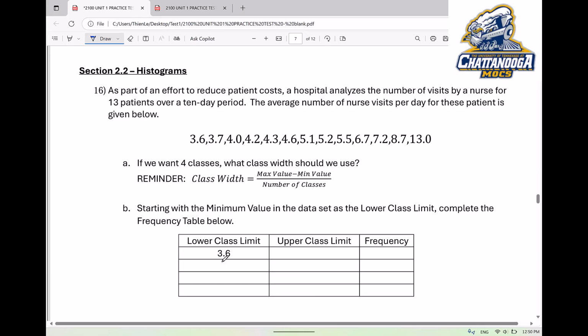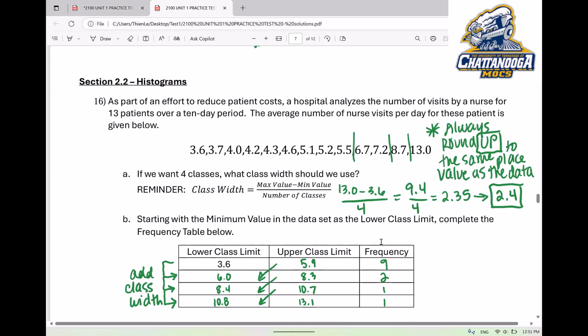So here will be 3.6 plus 2.4, right? So here we use 2.4 here. So you add up 6, 8.4, 10.8, right? 10.8. Yeah, I'm sorry, it should be 10.8, not 9. And then the upper class limit just goes down a little bit, right? 6 to 5.9, 8.4 to 8.3, and 10.8 to 10.7. And the last one here, you use this one, 10.7, plus 2.4, and it gives you 13.1.